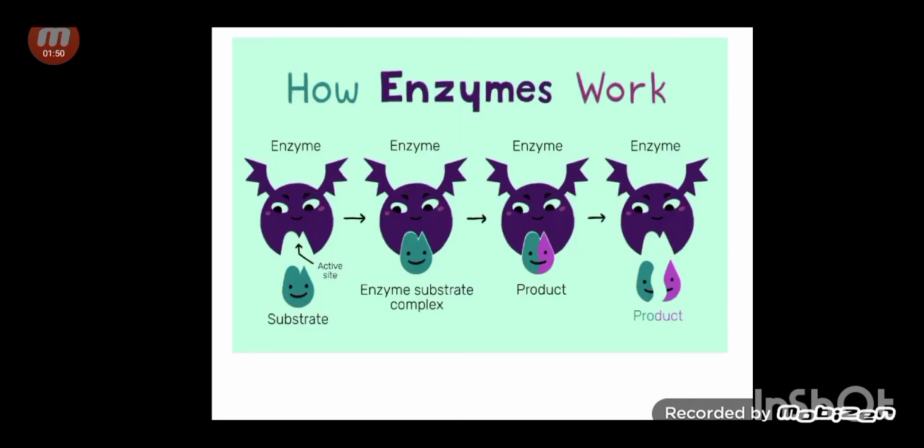Now just focus on how these key terms are involved in the working of enzymes. Look, this is an enzyme, the first one. Then there is a substrate. When this substrate binds, it makes the enzyme substrate complex in the next one. After that the reaction will occur and the substrate will convert into products, and you can see that the enzyme is unchanged at the end of the reaction.